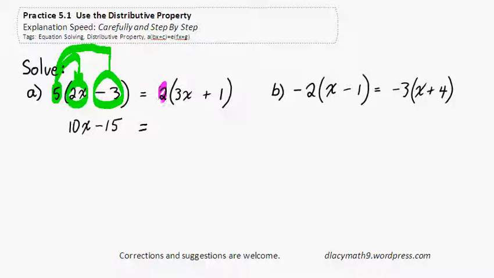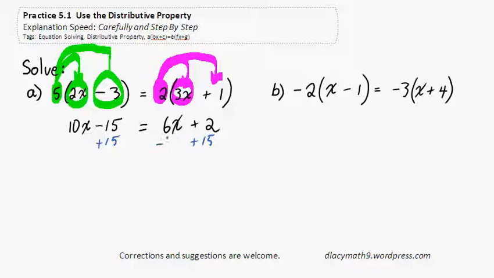Do it again. 2 times 3x is 6x. Back, 2 times 1. Well, I guess you know that. It's just 2. And this equation can now be solved much more simply. I will make a 0 by adding 15 to both sides. I will make a 0 by subtracting 6x from both sides.